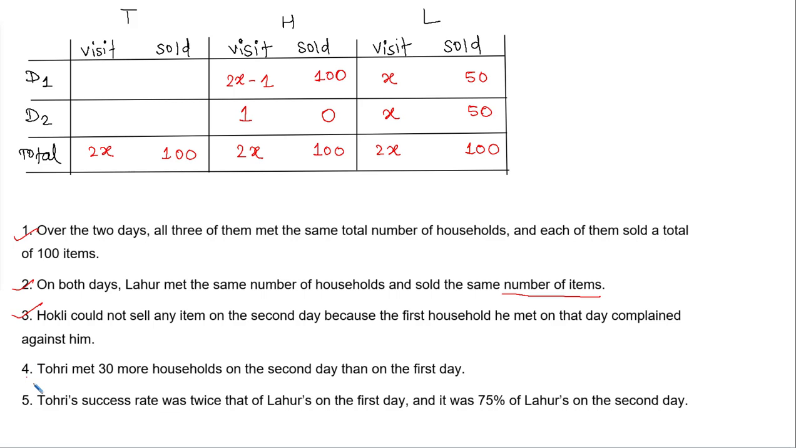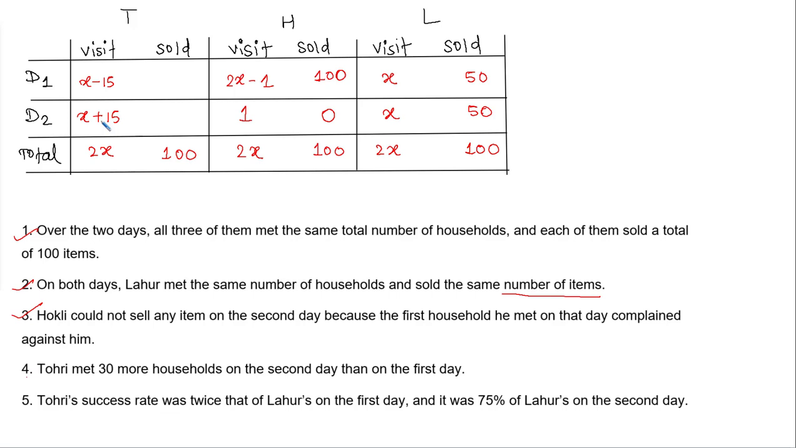The fourth statement says that T met 30 more households on the second day than on the first day. So look here, T met 30 households more on the second day. If I distribute 2x equally, it is going to be x and x. We want 30 more on the second day. So half of 30 is 15: we'll subtract 15 from day 1 and add 15 to day 2. So the difference between the number of visits will become 30 over here.